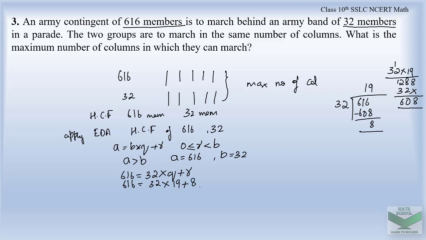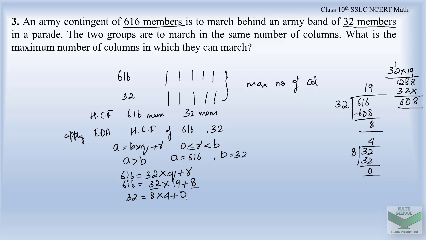Now since the remainder is not equal to 0, we will reapply Euclid's division algorithm to 32 and 8. Dividing 32 by 8, 8 4s are 32. So the remainder is 0. So writing down here, we can say 32 is equal to 8 into 4 plus 0.